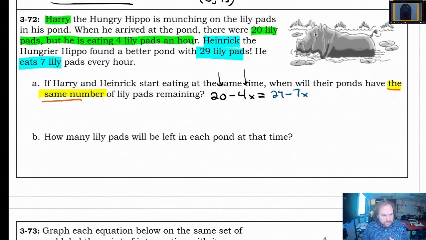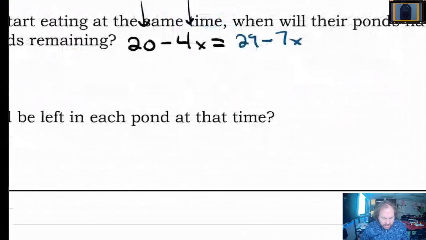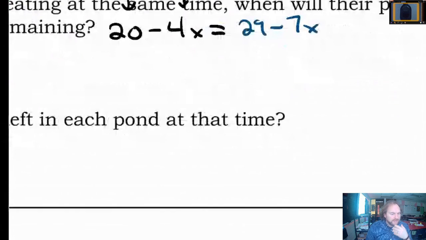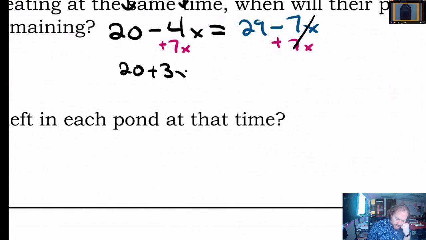That's the best way to do this. From here, if you just look at this algebra problem for a moment, you've got to think about what steps you want to take. It's all about moving the tiles from side to side until you have x equals a number. I would personally start by adding 7x to both sides. The 7x plus 7x cancels out, and we have 20 plus 3x equals 29.